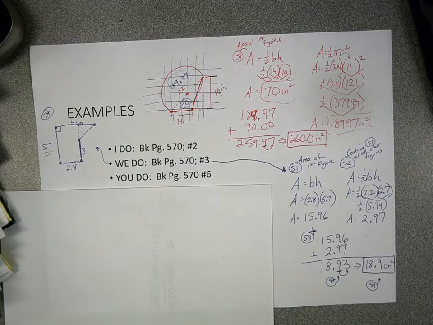Okay. 30 seconds. Go ahead and turn and share. Go. I got 157.5 meters squared.